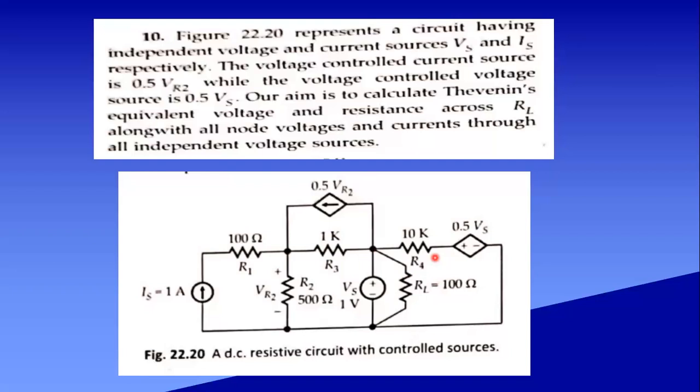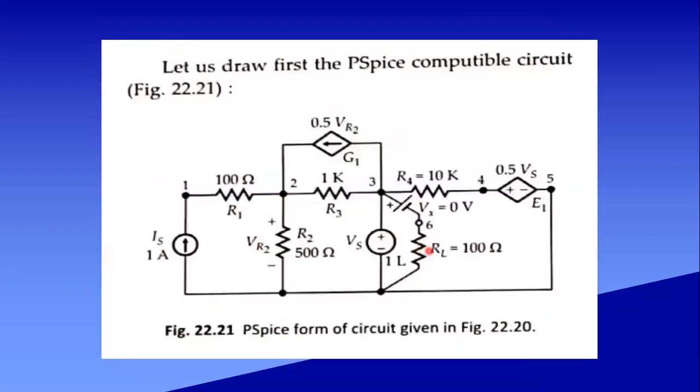Okay. So to find all these voltages and currents, we have to redraw the circuit in this way and indicate the numbers. This is reference point 0, and this is the load resistor RL. This is a dummy voltage source introduced in series with RL, called Vx. Vx is equal to 0 volts.